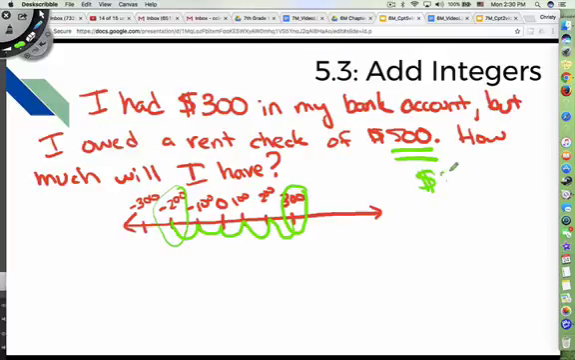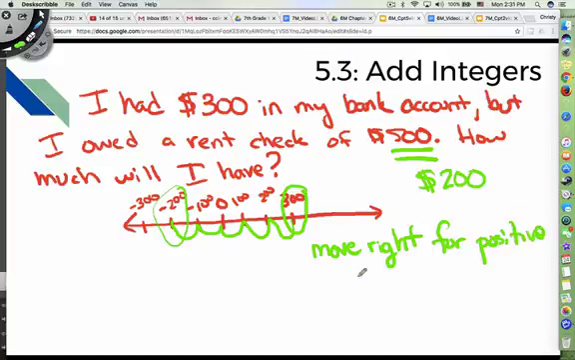So how much money do I have? Negative $200. Okay, so what I want you to think about is on the number line, you move right for positive numbers, and you move left, right? You move left for negative numbers or negative integers.